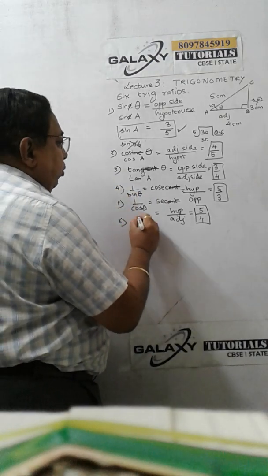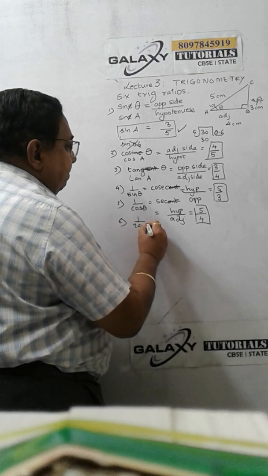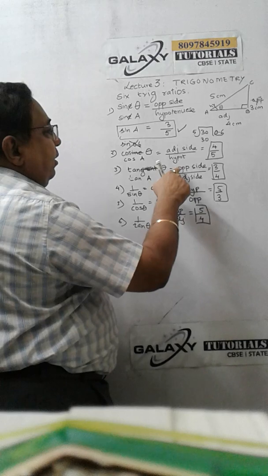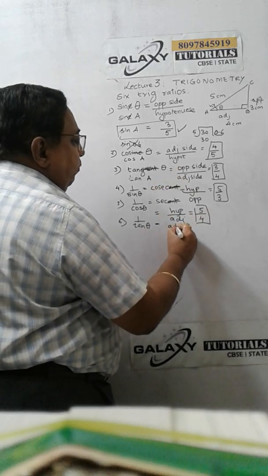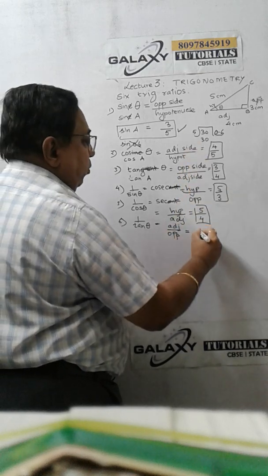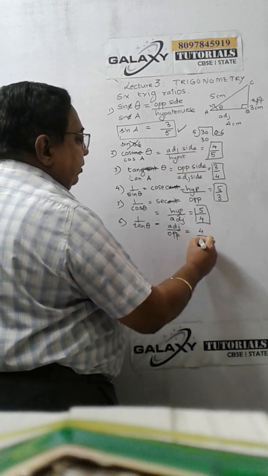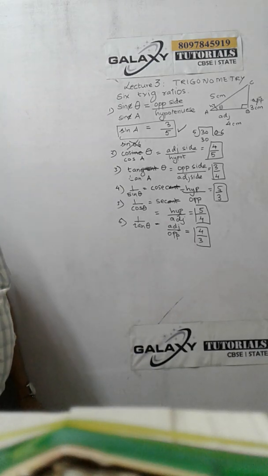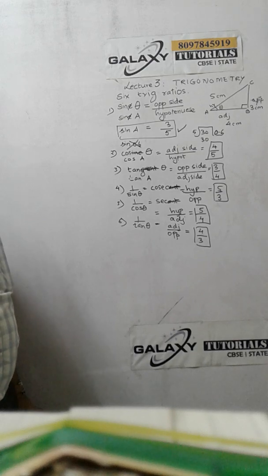Sixth, I will do the inverse of tan theta. Tan theta is opposite upon adjacent, the inverse is adjacent upon opposite, adjacent is 4 and opposite is 3. So I get another ratio. These are the only possible 6 ratios in a right angle triangle. How to remember will be my next step.